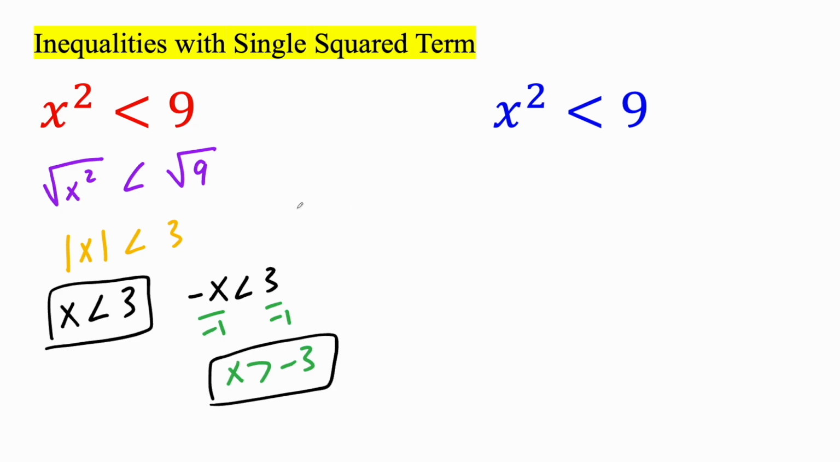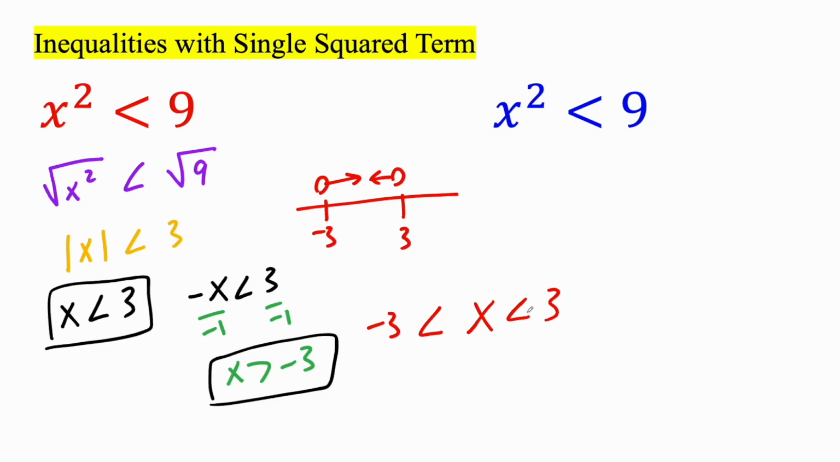But let's also graph this. So we have negative 3 and we have 3. It says x is greater than negative 3, so going this way. The other one says x is less than 3, so going this way. So they collide. And because they collide, we can rewrite it as x is greater than negative 3, but less than 3. And so this right here is our final answer.